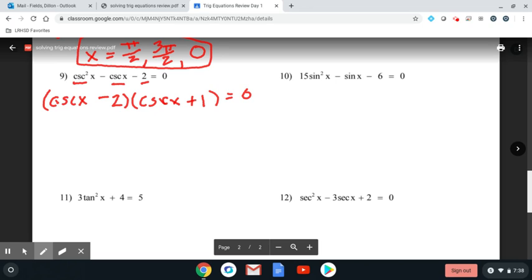All right, so now once we're here, we're going to set each of these groups equal to 0 and solve. So my left group is going to give me cosecant x is equal to a positive 2. And the right group is going to give me cosecant x is equal to a -1.